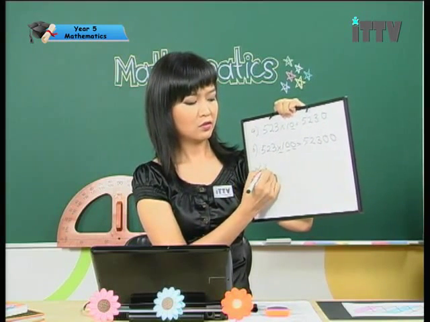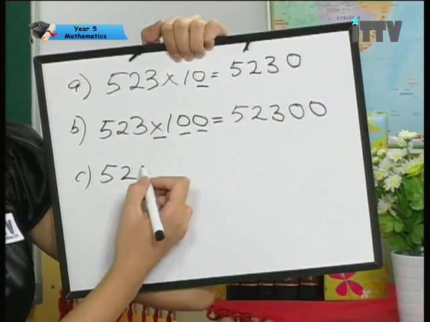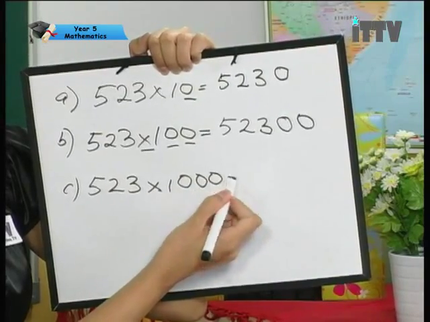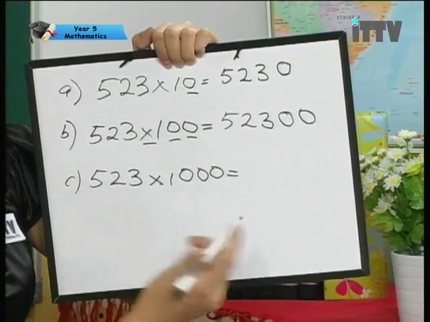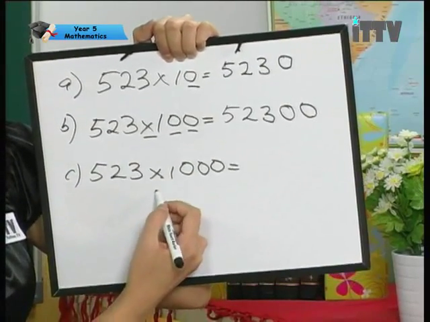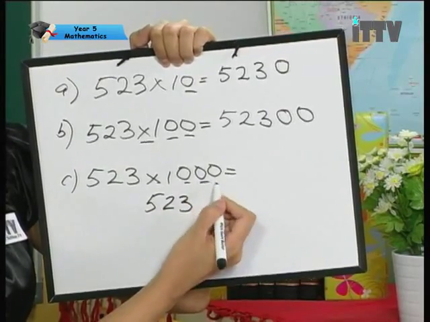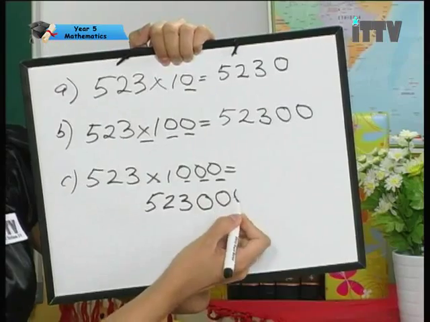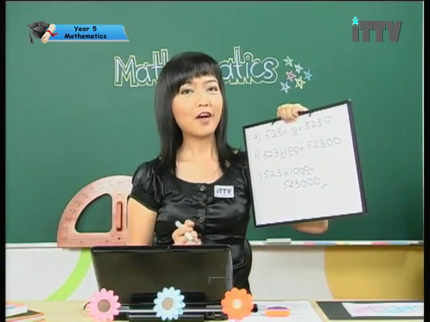Now, C. The question wants us to find the product between 523 and 1000. Now 1000 has 3 zeros. So we copy down the number first. Okay, I'll write it down over here. 523, 1, 2, 3. And I'm going to add 3 zeros to the back. That's the answer.